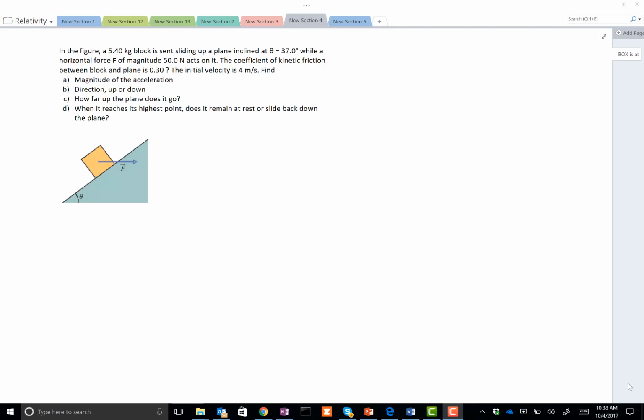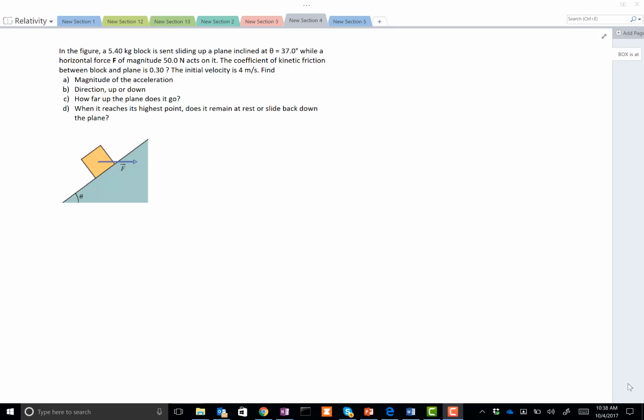second. So we are asked to find the magnitude of the acceleration, whether it's going up or down, how far it is going to go, and then when it reaches the highest point, does it remain at rest or slide back down? So let's look at how to do this problem.